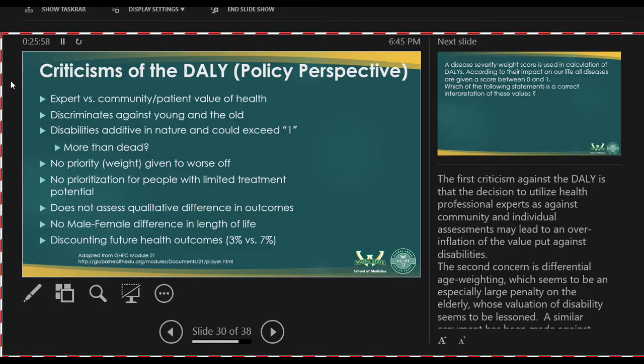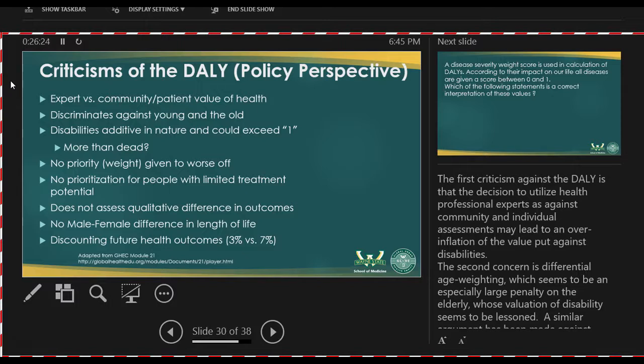So the criticisms I enumerated here, you can go through them, because I'll run through them. It's an expert versus community or patient value of health. So it's an expert's valuation of health. That graph was built by experts and not truly what's on the ground. It discriminates against young and old, so the extremes are discriminated upon. That's the variable I was talking about. So you can do variable charting to sort of reduce the discrimination.